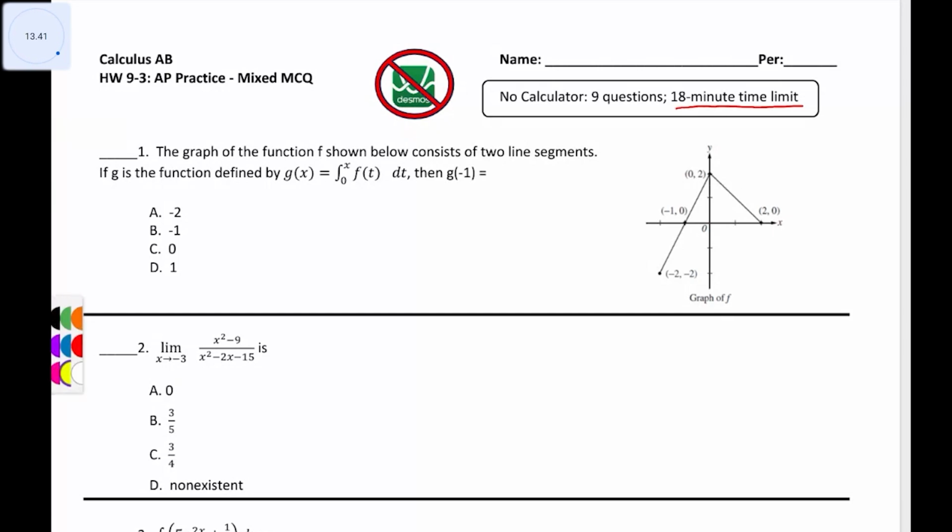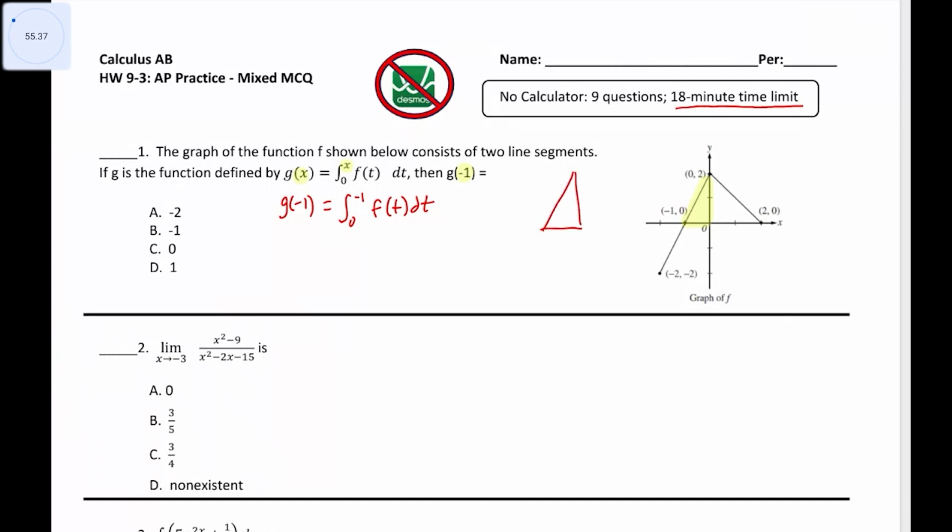So to solve this, basically all you need to do is substitute in -1 for x, which gives you g of -1 equals the integral from 0 to -1 of f of t dt. When you're finding a definite integral, you're finding the area between the curve and the x-axis. And it is a signed area, so the area above the x-axis will be considered positive, the area below will be considered negative. And so since we're looking at the area between -1 and 0, we're looking for this area right here, which is a little triangle.